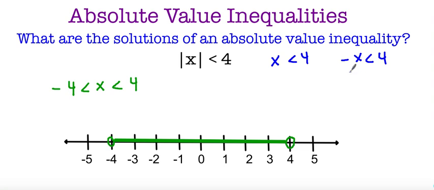But here I have negative x, so I'm going to divide both sides by negative 1. Technically, there's a coefficient of negative 1 here, and that's why we're dividing by negative 1. So when we divide those, it's 1 and that cancels out, and here we're left with x. And remember that when we multiply or divide by a negative, the sign flips. X is greater than negative 4.